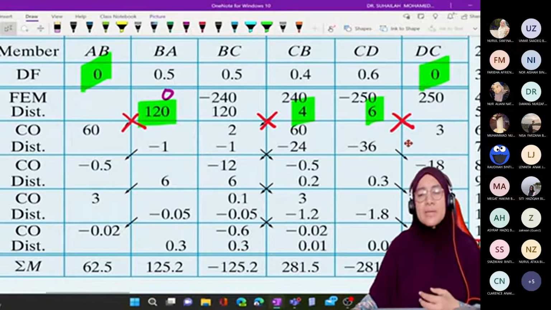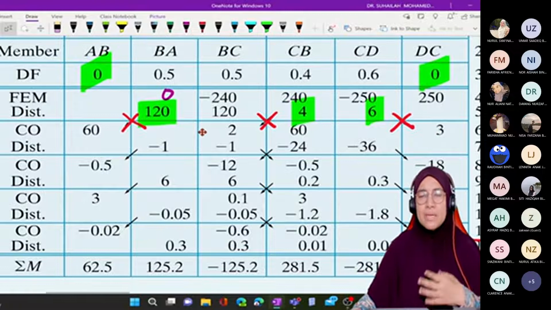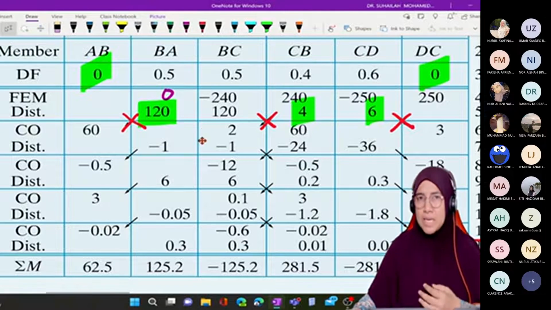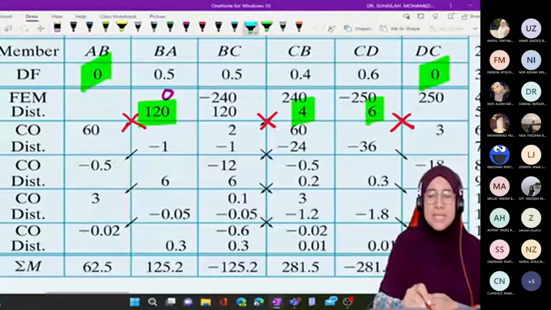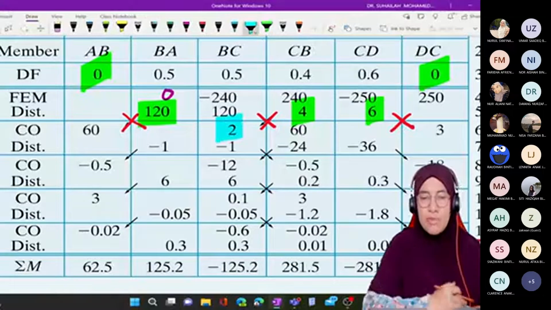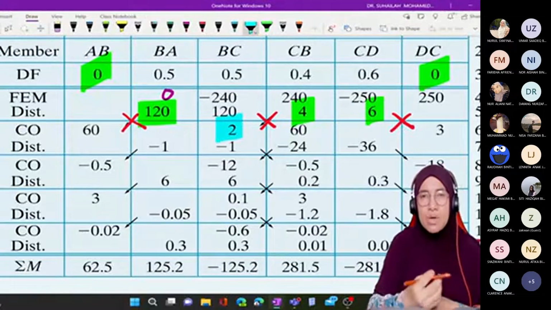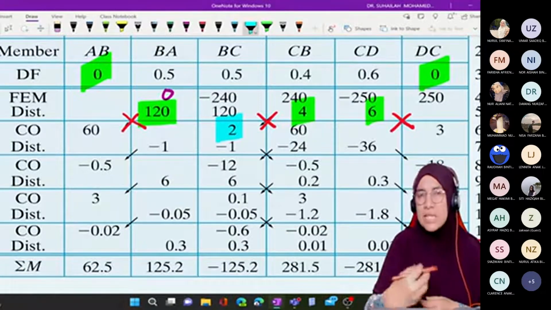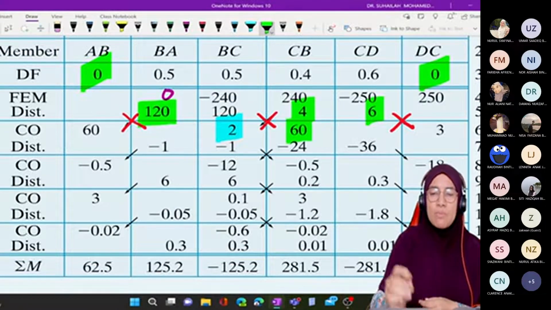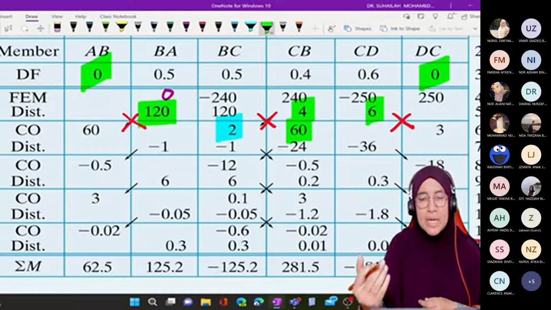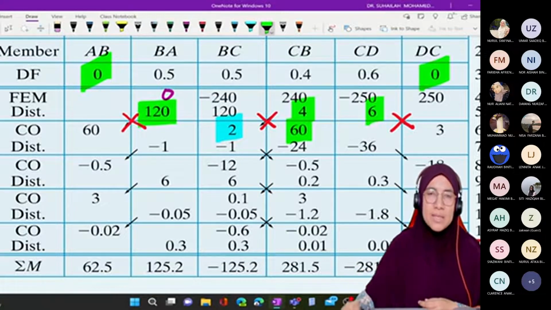After that we have to repeat the process again, like before. It is negative 2 times 0.5, that is why we get 1, because the joint moment is negative 2. Same goes to this: the joint moment is negative 60, so we multiply with the factor, and we get negative 24 and 36.